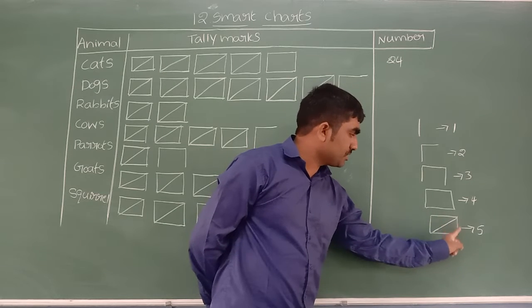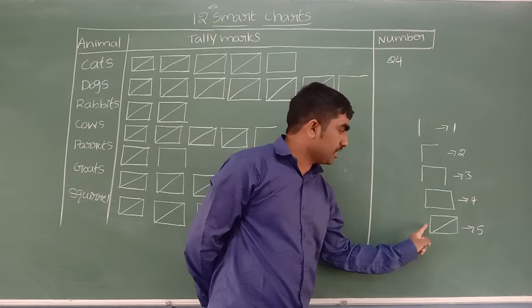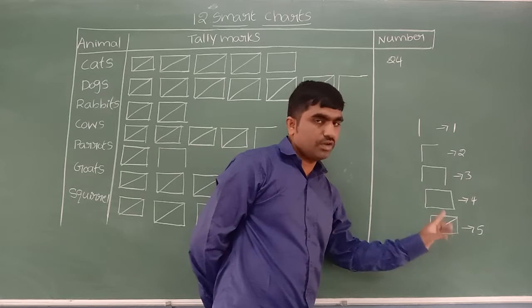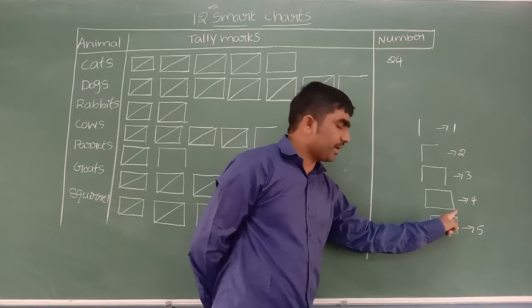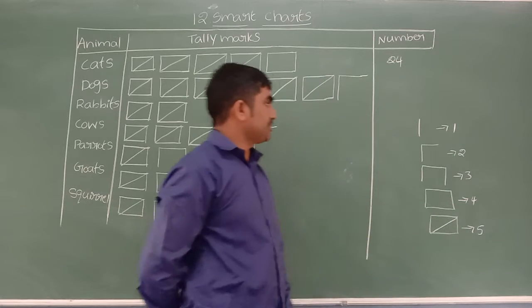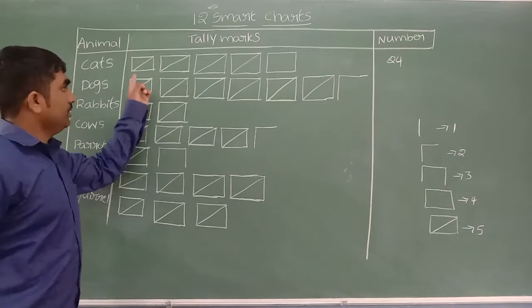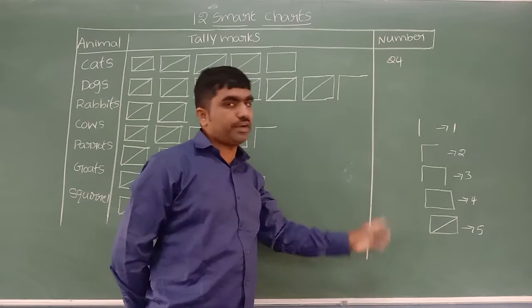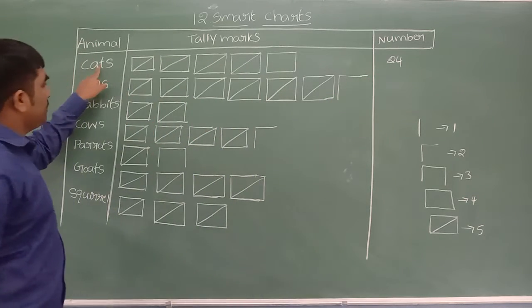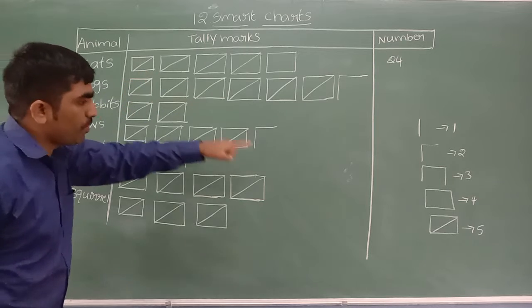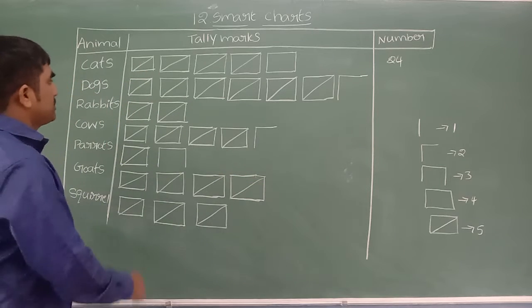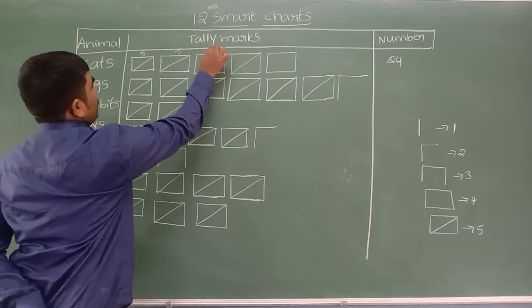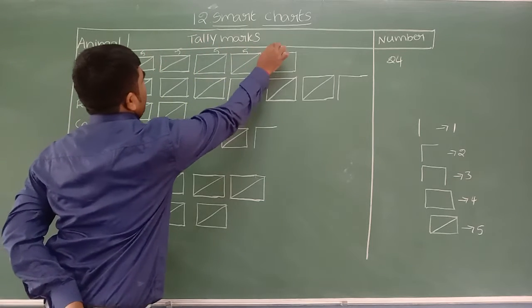So this one complete symbol shows 5 students. Here there are 4 lines, and each line tells about one student: 4 boundaries, 4 sides, 4 students, and one more diagonal, total 5 students. Here they took tally marks and wrote the number, and the remaining we will write now. Each symbol shows how many students? 5 students. Each symbol shows 5 students: 1 five, 2 fives, 3 fives, 4 fives.